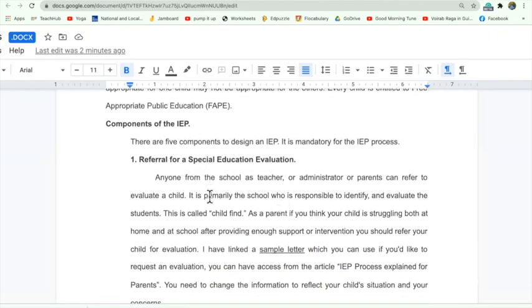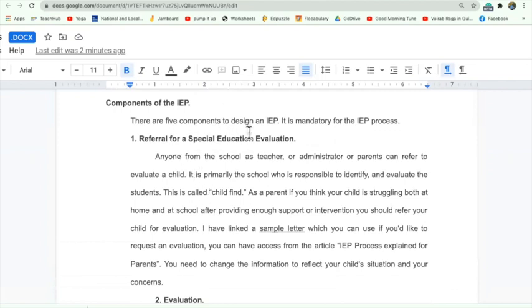Components of the IEP. There are 5 components to design an IEP. It's mandatory for the IEP process. Number 1, referral for a special education evaluation. Anyone from the school, such as a teacher or administrator, or parents can refer a child for evaluation. It is primarily the school that is responsible to identify and evaluate the students. This is called Child Find.